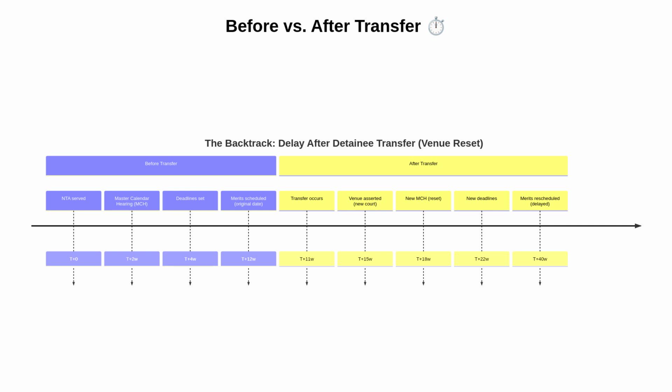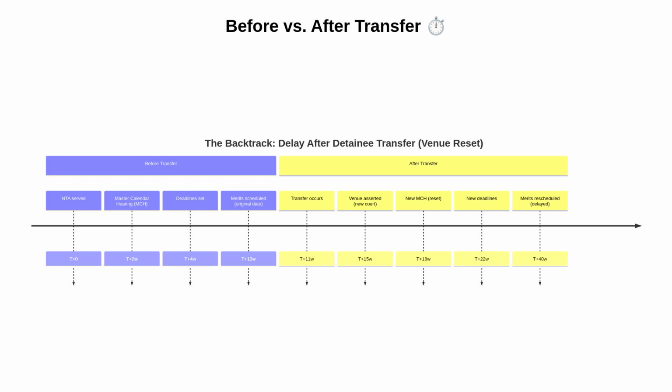Having mapped the logic, let's now look at how the overall timeline shifts before and after a transfer. The timeline compares two paths. Before transfer, the sequence is straightforward. The notice to appear is served, an MCH is held, deadlines are set, and the merits hearing is scheduled. After a transfer, the path changes. The transfer occurs, the new court asserts venue, a new MCH is scheduled, new deadlines are set, and only then is the merits hearing rescheduled. The additional steps introduce delay and uncertainty, shifting the finish line further away.